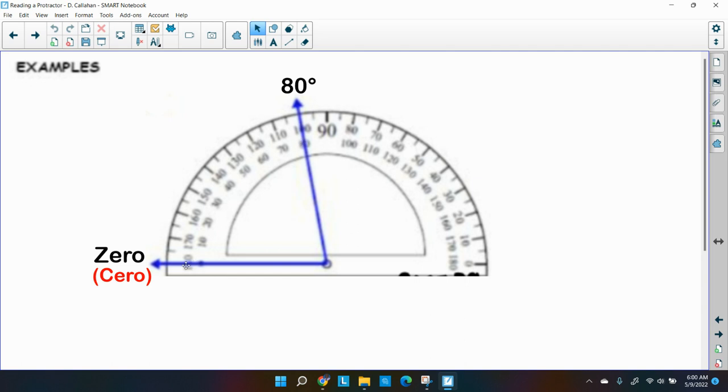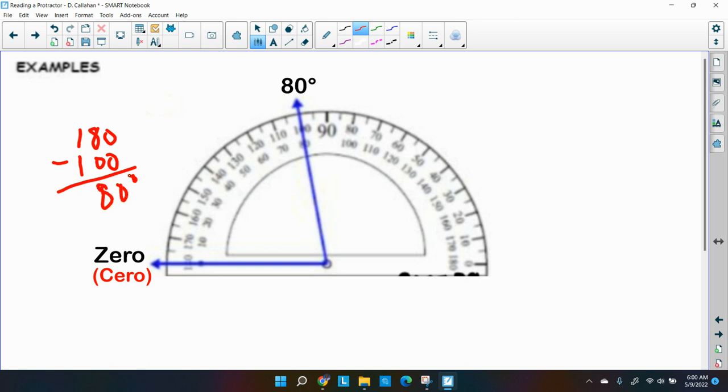So I know you would like to use this, but let me tell you a little trick if you want to use the top numbers. So since this one down here is 180 degrees, let me get a pen. Since that is 180 degrees, and this is 100 degrees when you read the top, if you subtract those two numbers, you'll get the measure of that angle. So that's another way of looking at it if you want to actually use the top numbers. So that's good to know.